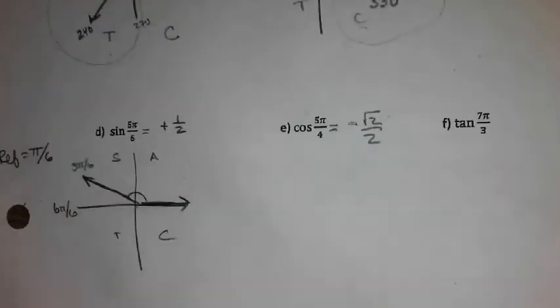Negative root 2 over 2. Raise your hand if you got that. Good stuff. Okay. Flip to the back.